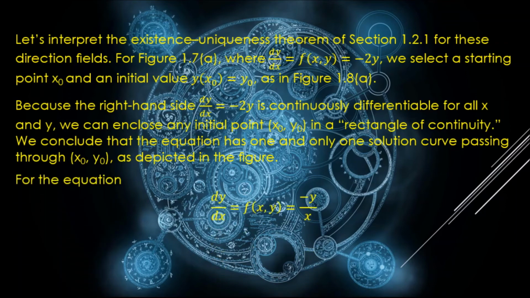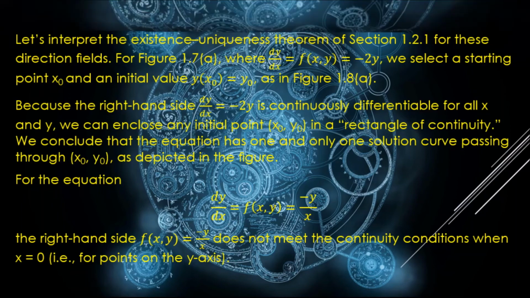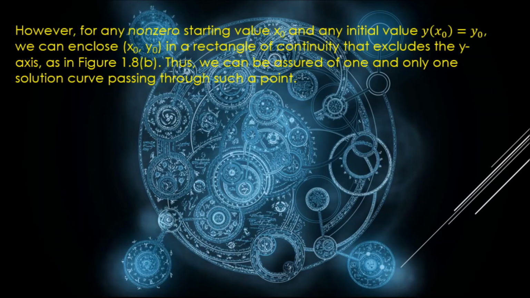For the equation dy/dx = −y/x, the right-hand side f(x, y) = −y/x does not meet the continuity conditions when x is 0. However, for any non-zero starting value x₀ and any initial value y(x₀) = y₀, we can enclose (x₀, y₀) in a rectangle of continuity that excludes the y-axis, as in figure 1.8b. Thus, we can be assured of one and only one solution curve passing through such a point.